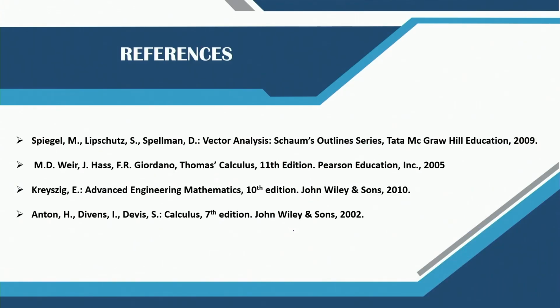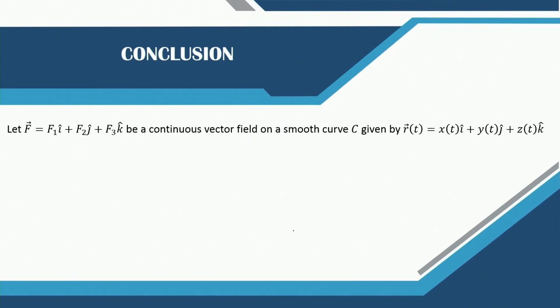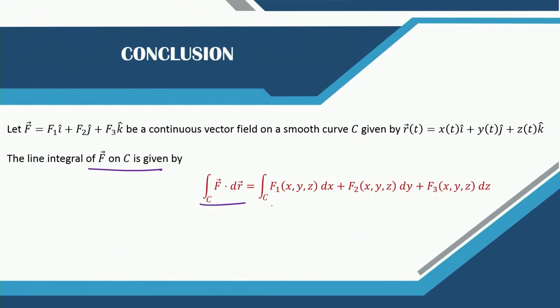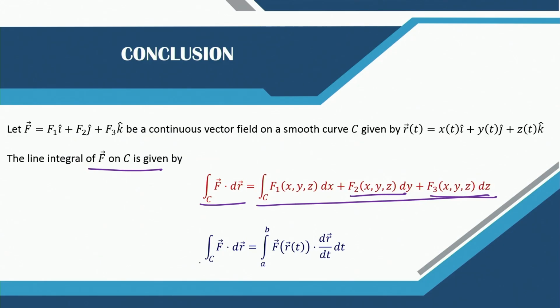These are the references used for preparing this lecture, and just to conclude, what we have learned is the line integral of f on a given curve C. That can be evaluated component wise as f1 dx, f2 dy, f3 dz, and we have seen several examples of how to do that. The second evaluation, if the parametric equation is easy to get, is to simply take the dot product of f and dr over dt, and then integrate over t. That is another way of evaluating the line integral. Thank you for your attention.